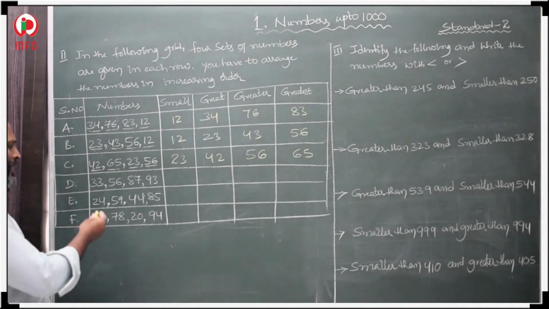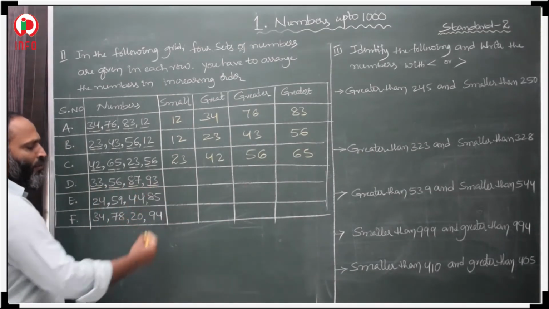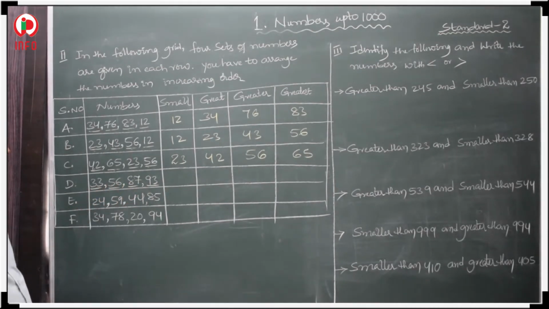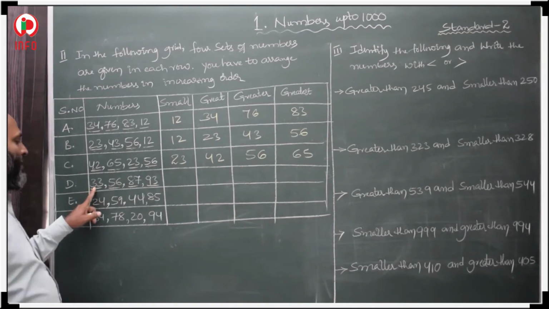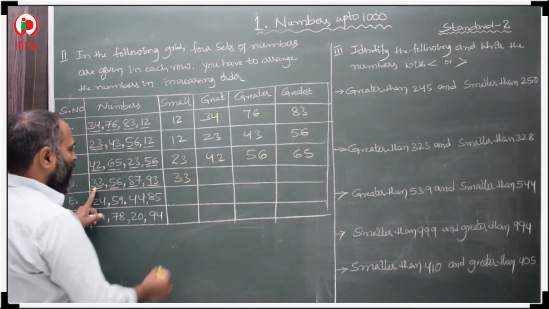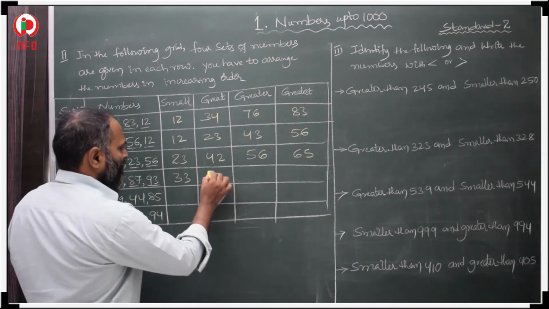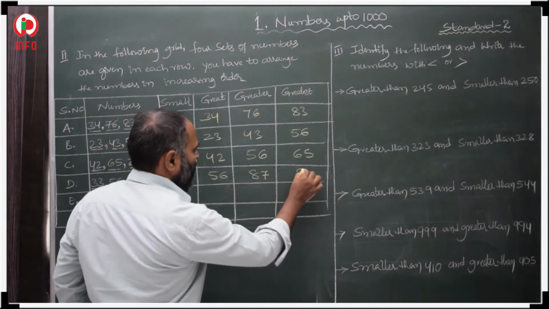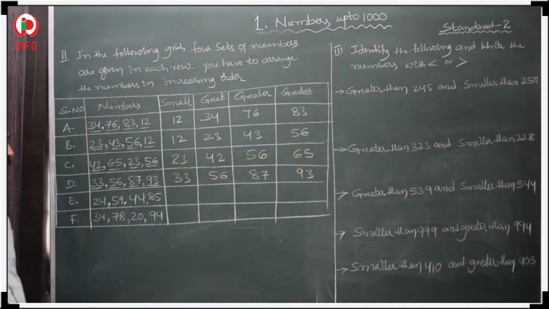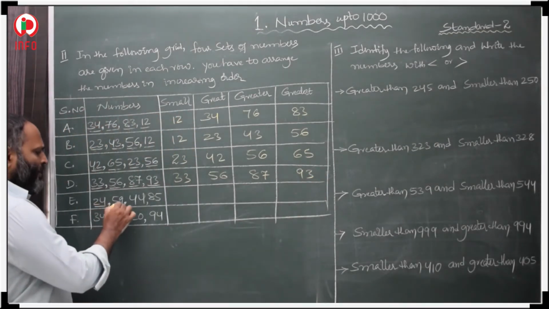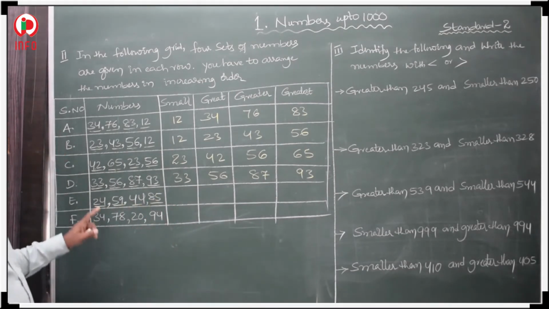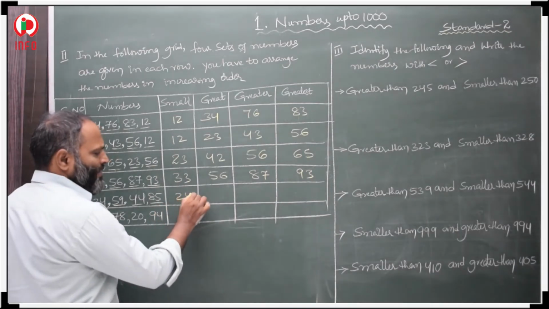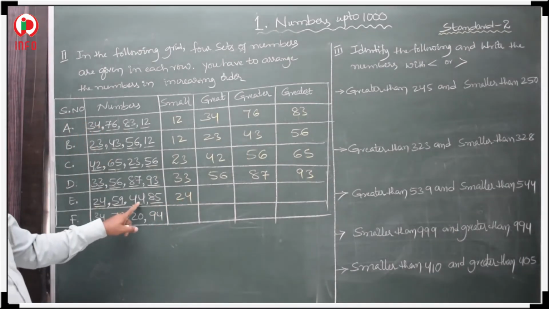Now here, 4 numbers: 33, 56, 87, 93. 3 is the small number, that means 33 is the small number, the great number is 56, the greater number is 87, and the greatest number is 93. Already it is in order, as given. Now 2, 5, 4, 8: 2 is the small number, that is 24 is small. Then the great number is 44.